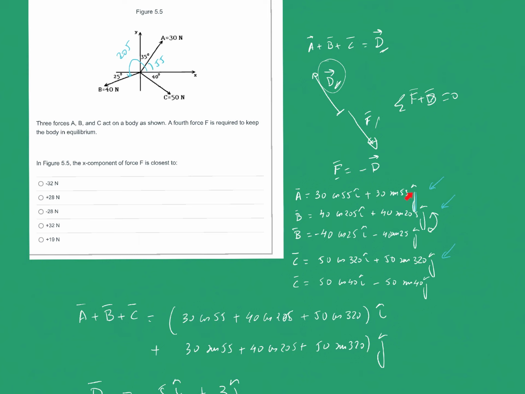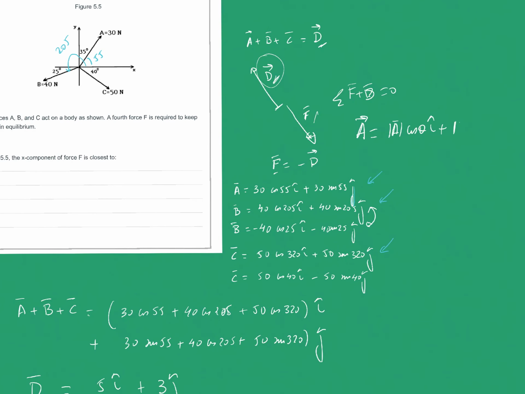Remember that the general expression for a vector is A equals the magnitude of A cosine of theta in the i direction, plus the magnitude of A sine of theta in the j direction, but you have to be clear that this angle theta refers to the angle counterclockwise with the positive x direction. Otherwise, this equation will not work. So you have to take the theta that is counterclockwise with the positive x direction.